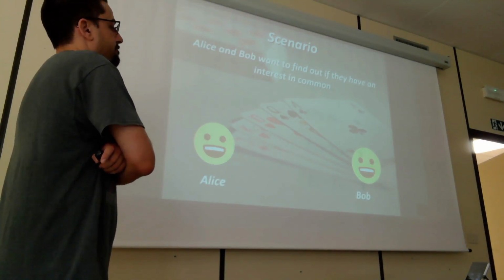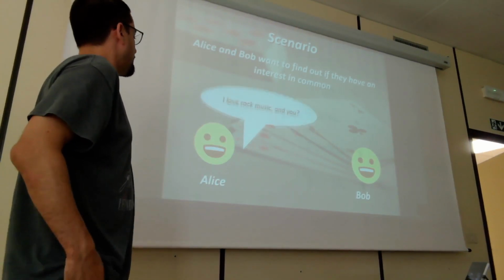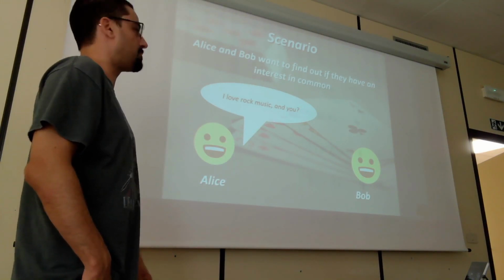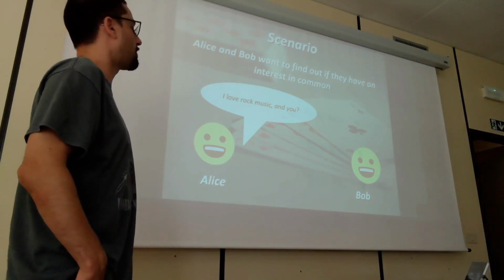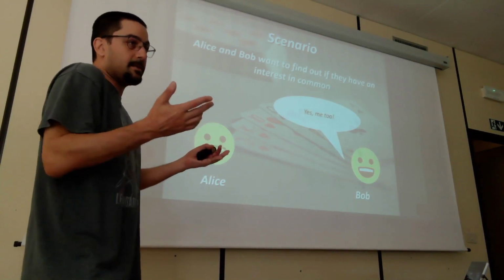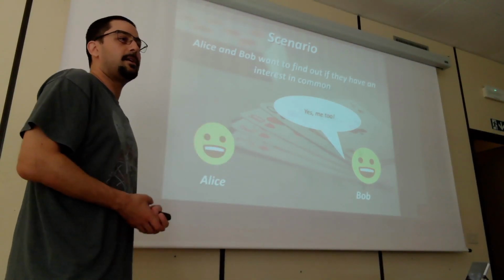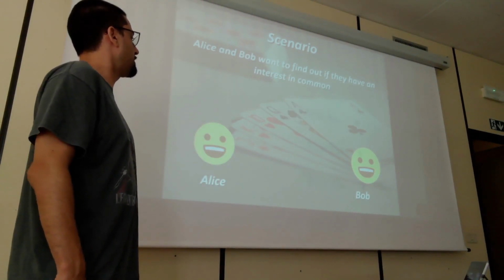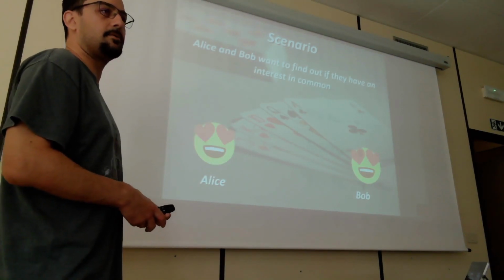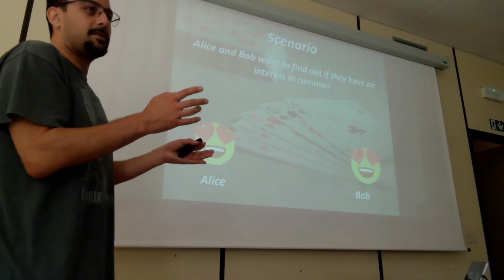So the classic protocol would be that Alice, for example, reveals one of her interests to Bob, such as, I love rock music, what about you? And he says, in the ideal case, yes, me too, I also love rock music. So in this case there is a match, and they like each other and they can continue to see each other. This is the ideal situation.